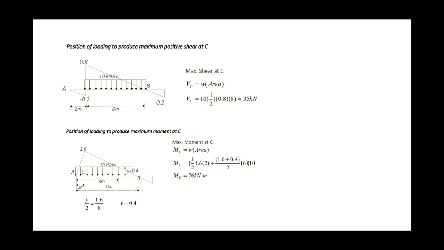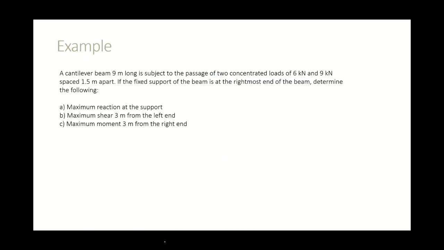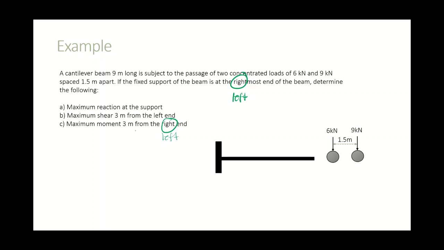Next example is if we have a cantilever beam 9 meters long subjected to a passage of 6 and 9 kilonewton meters, 1.5 meters apart, fixed support. Okay, so please change this, no? Leftmost, no, sorry. Leftmost, kasi nasa left yung reaction. What is the maximum reaction at the right support? Maximum shear from the left end. Then what is the maximum moment from the left?